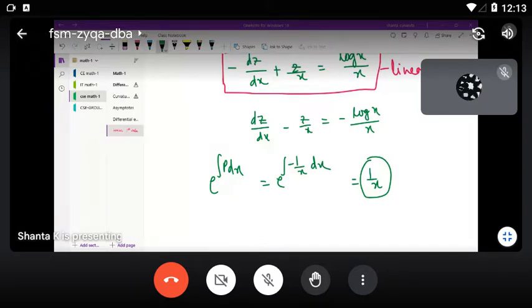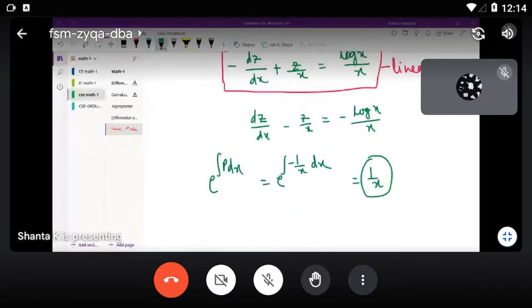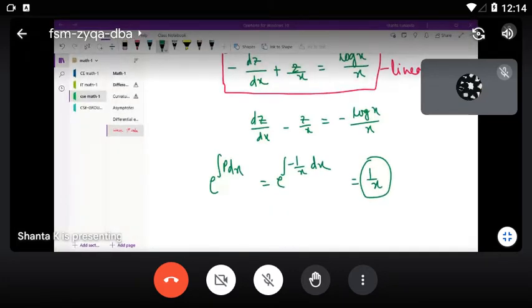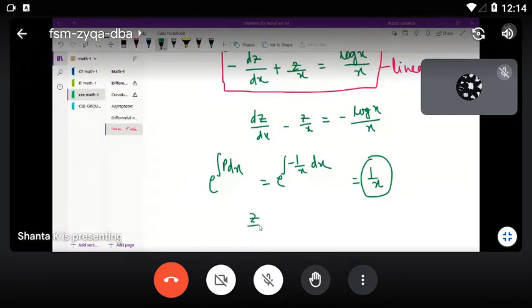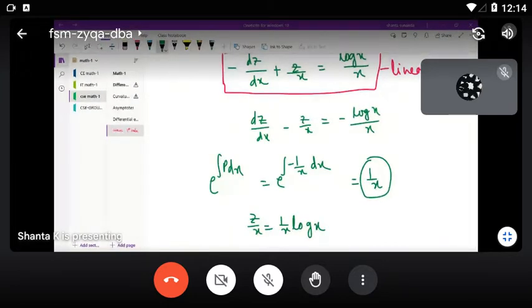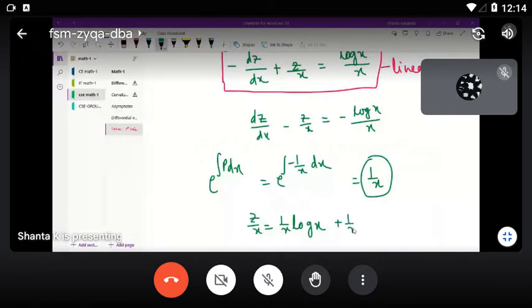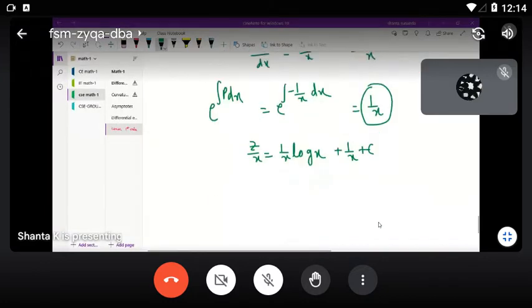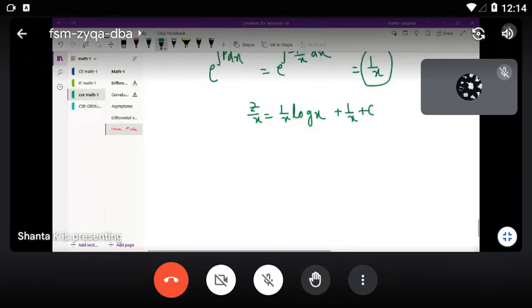Done anything? It's z by x equals 1 by x log x. So you will find it. I'm writing here. Once you have the integrating factor, it's easier. Plus 1 by x plus C, or you can also write z is 1 by y. So that also you can put.